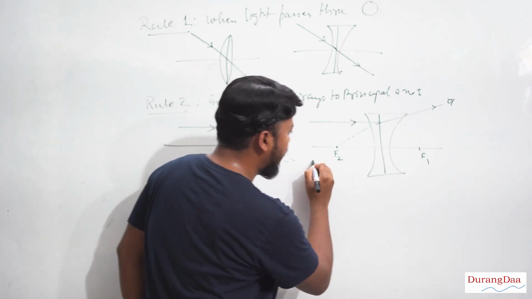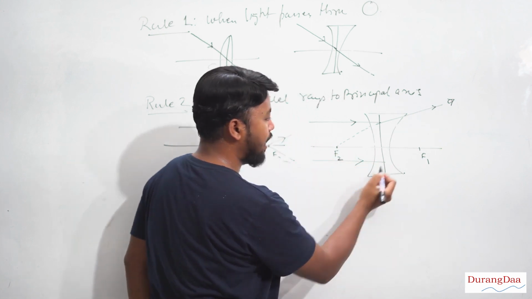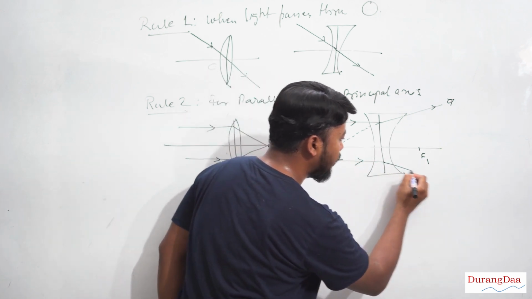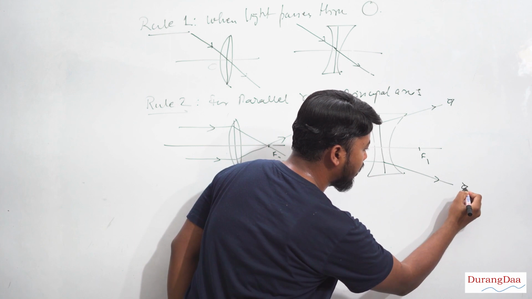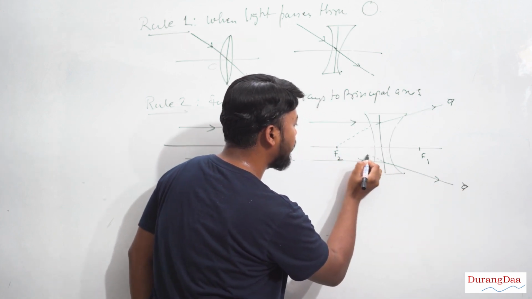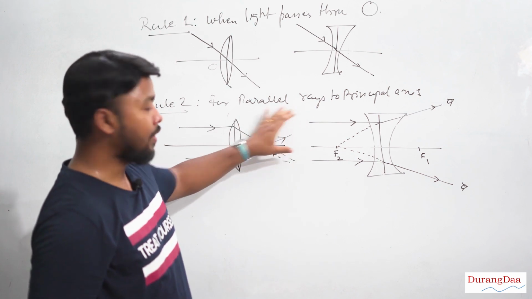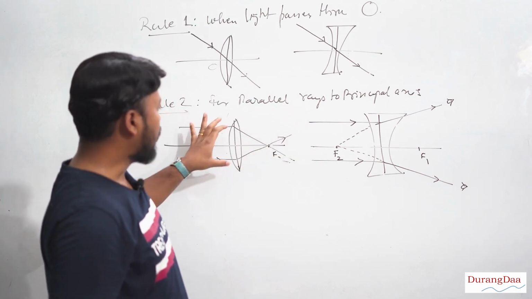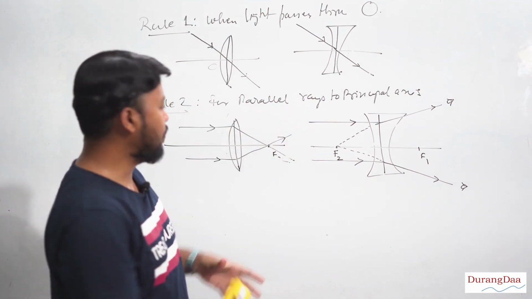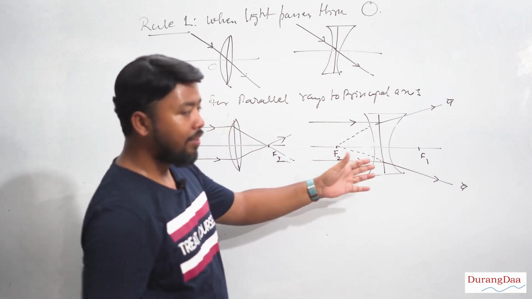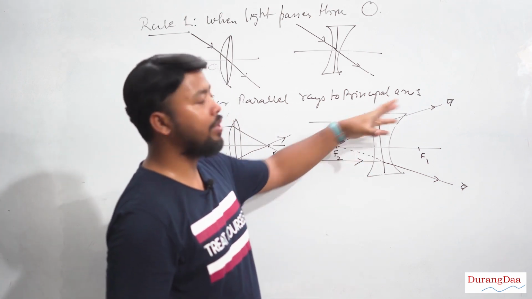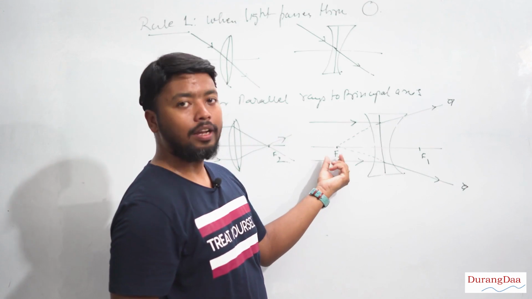So even if I am drawing a parallel ray like this, it will get refracted in such a way that if a person looks from here, he will feel that this ray is actually coming from the second focal point. So rule 2, I hope it is clear. For parallel rays, for a convex lens, it will pass through F2. For a concave lens, it will appear to be coming from the point F2.